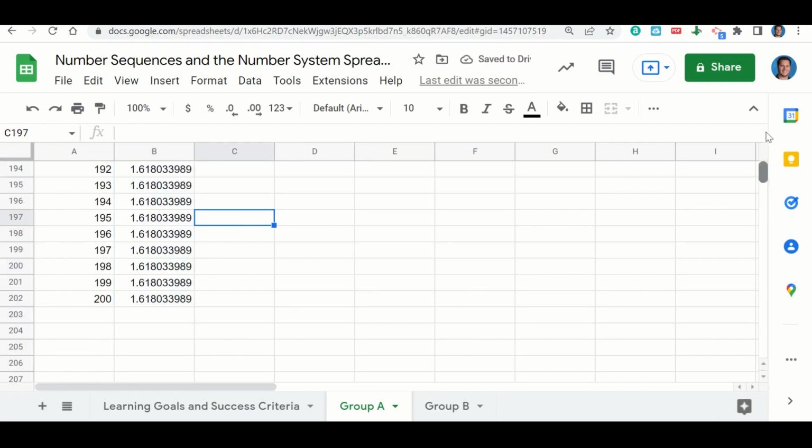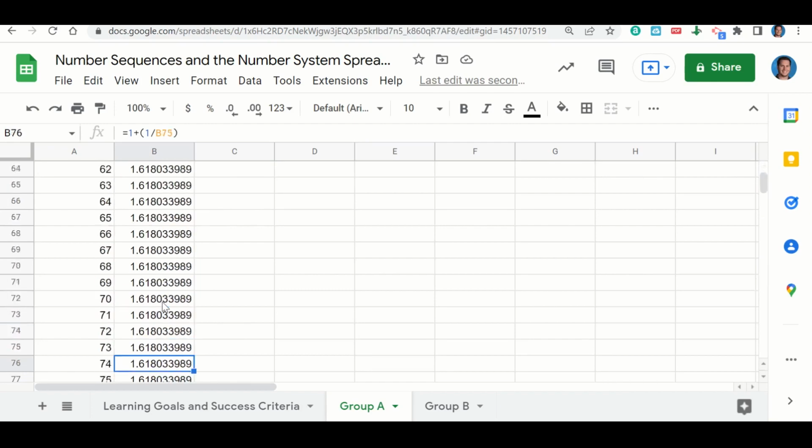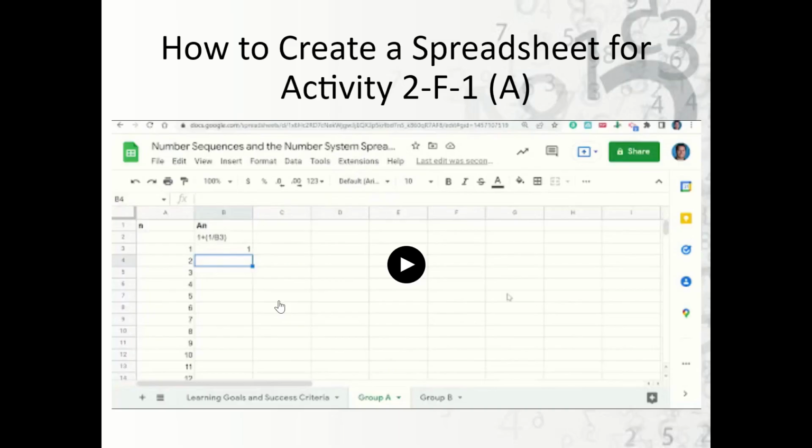And as you can see, it tells me that as n is getting really big, a sub n is starting to approach 1.618-ish, right? And notice after a while, the number stopped changing. It's approaching some repeating decimal that goes on forever. Now, once you do this in your spreadsheet, you'll copy and paste your answers into Desmos.